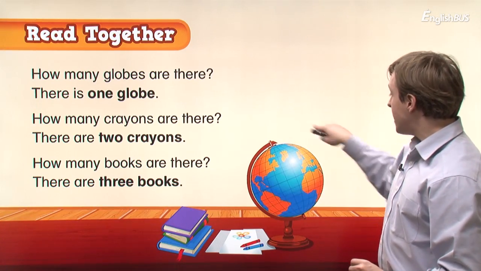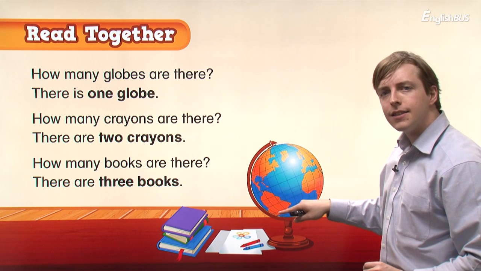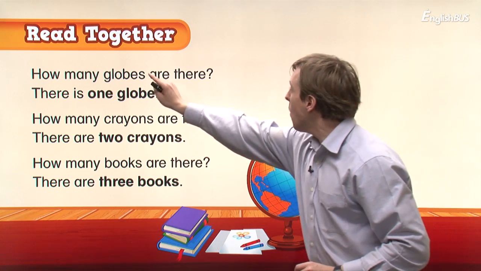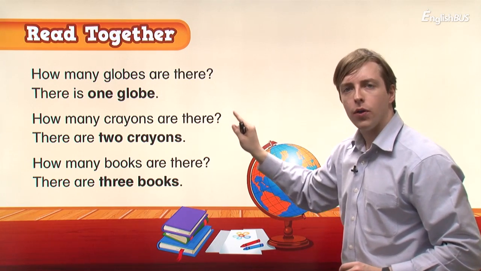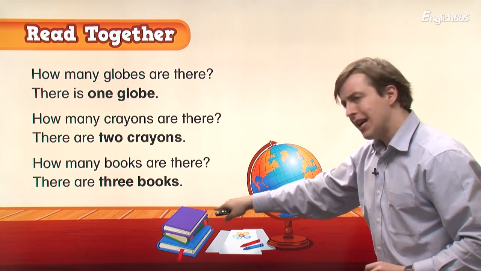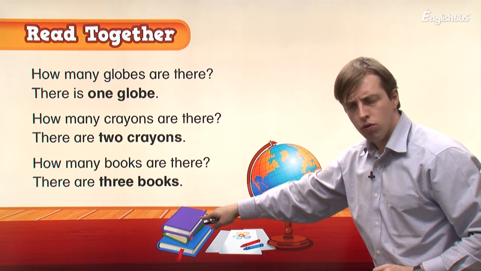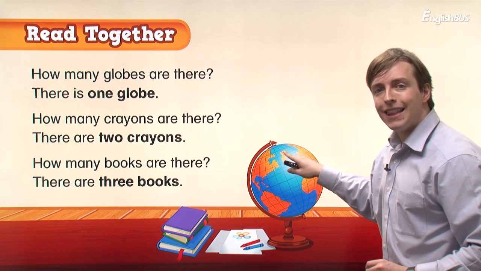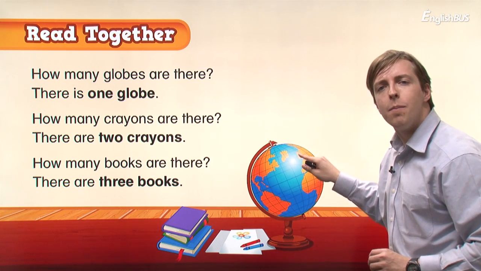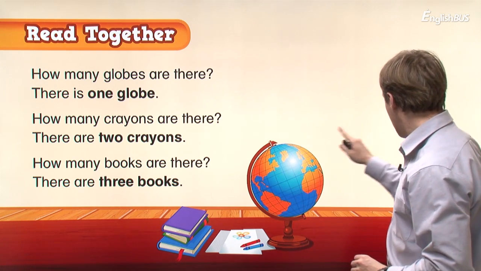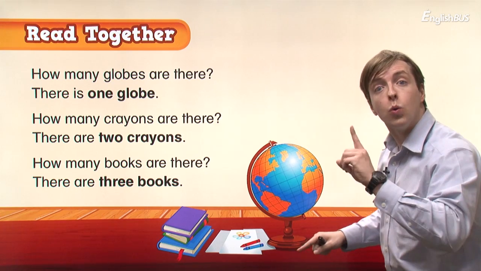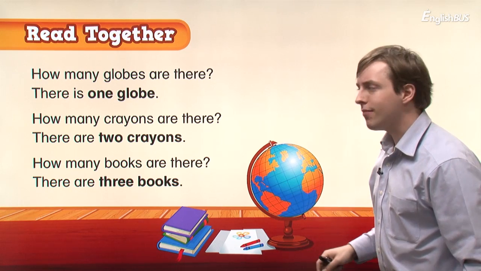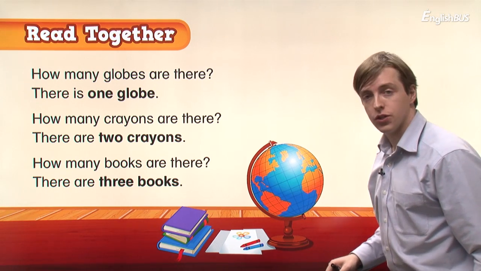Now let's look at this picture, and we'll need to see how many of these things there are here. How many globes are there? So let's see. Is that a globe? No. Is that a globe? Yes, that is a globe. Let's count and see how many there are. There's 1, 2, only 1. There is 1 globe.